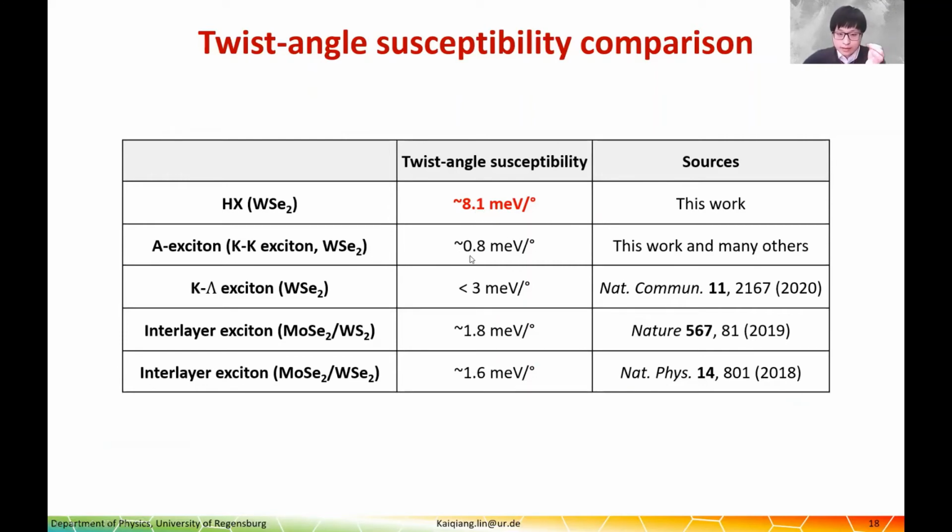If we look at the A exciton, it's just 0.1 meV per degree, and for the indirect exciton, it's 3, and the interlayer exciton is even smaller. And this gives us another alternative way to determine the twist angle.